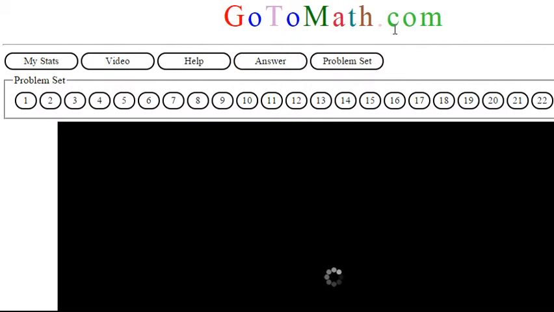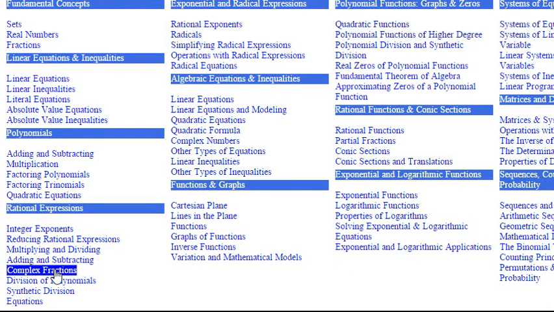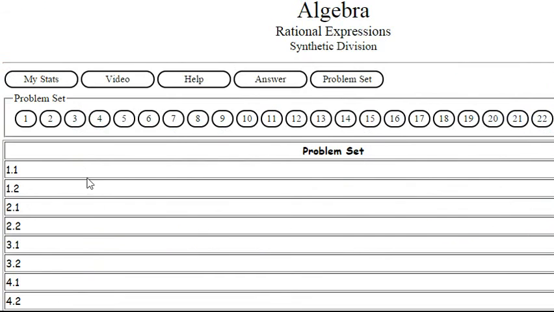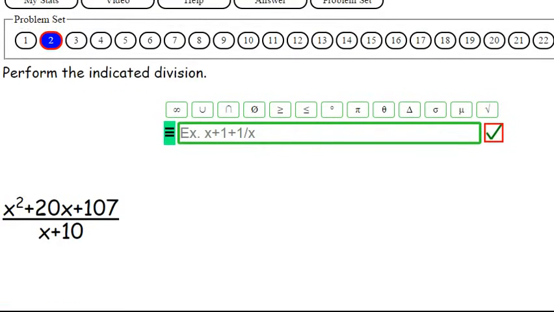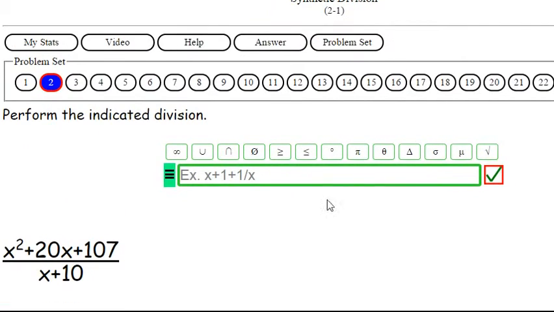Okay, we're over here at gotomath.com. Click on the algebra, and let's go to synthetic division. Looks like we're looking at 2.1 there. Getting some practice in. So we have x squared plus 20x plus 107 over x plus 10.